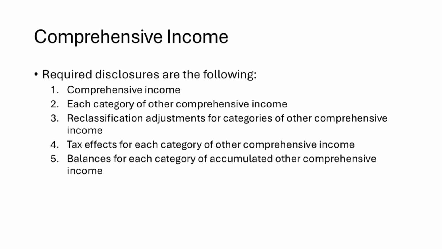And we have some required disclosures to introduce. First is the comprehensive income. Second, each category of the other comprehensive income. The third is the reclassification adjustments for each category of the other comprehensive income, the tax effect, and the balance of each category. That's not very important, but you need to remember that companies have this required disclosure.